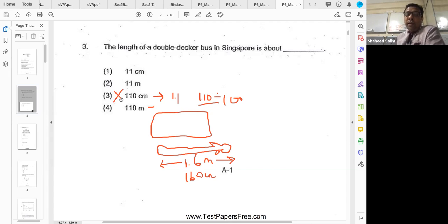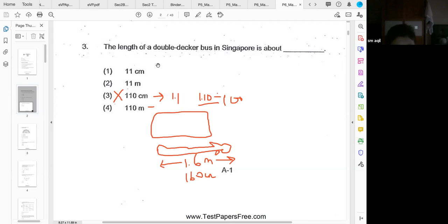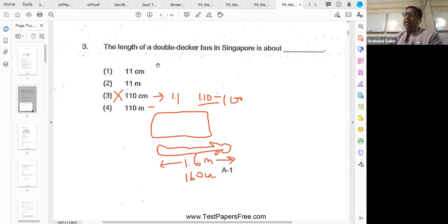Which one else? What else, Syakil? Which one do you think it is? Guess. 11 cm is of course out. I think it's like 11 meters. 11 meters, yes, because 110 is too long.